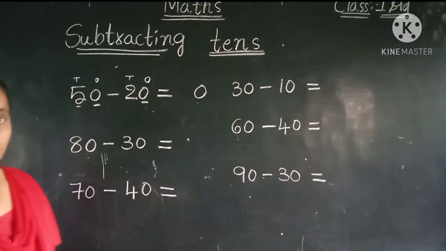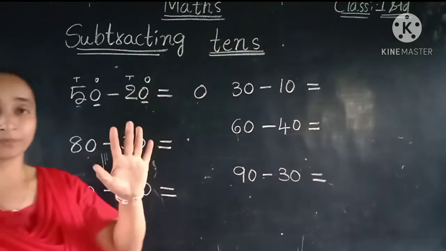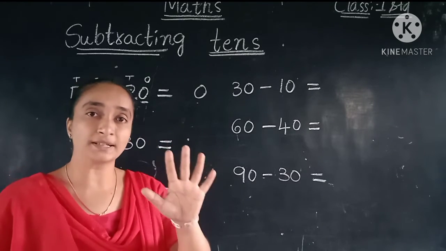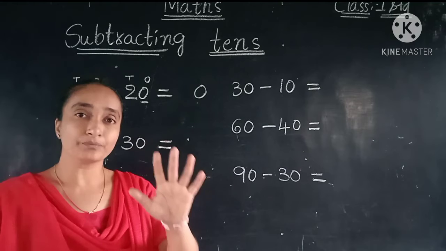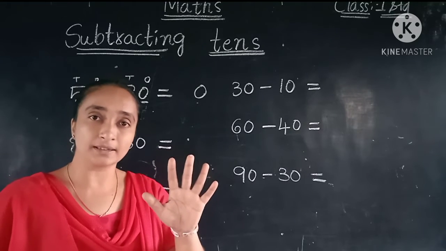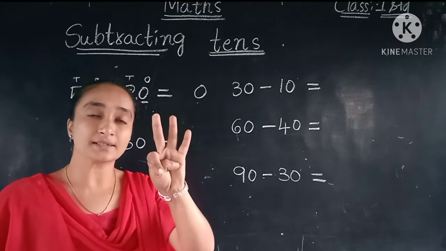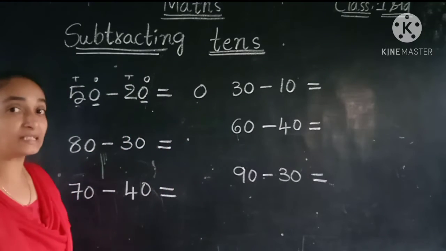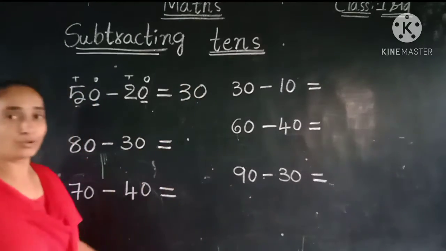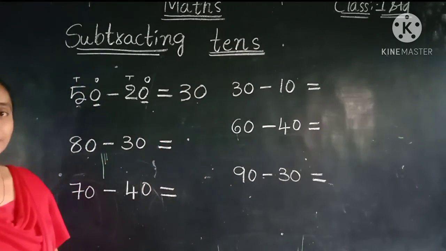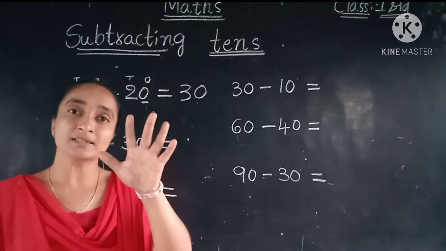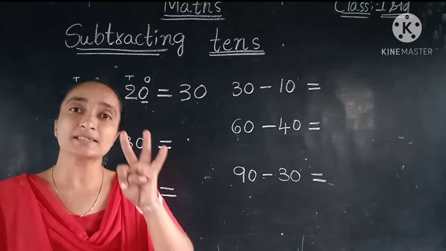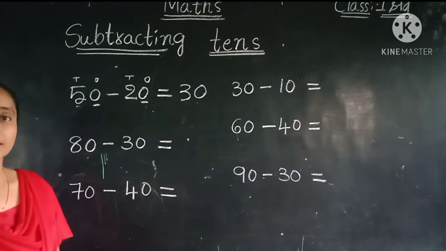Now, coming to the tens place, how much do we have? 5. If we remove the ones place, the tens will be 5 tens. So 5 tens minus how much she spent? 2 tens, that means 20 rupees she spent. So 2 tens, 20 spent, how much is left now with her? Yes, 3 tens, that means 30 rupees are left now. So 50 rupees are there, 20 rupees she used. Remaining how much? Yes, the remaining 30 rupees are left, so we can write 30 rupees here.